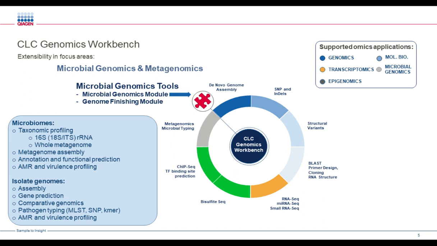With the CLC Genomics Workbench, you're able to analyze a wide variety of different data types beyond your microbial data, including human genomics data, other model system data, including RNA-seq or structural variants, variant calling. You can do routine analysis of your sequence data using tools like BLAST for primer design and cloning. You can do RNA structure prediction and map your data onto 3D models, as well as protein models as well. You can also do epigenetic data analysis, including ChIP-seq, bisulfite-seq, and other methods.